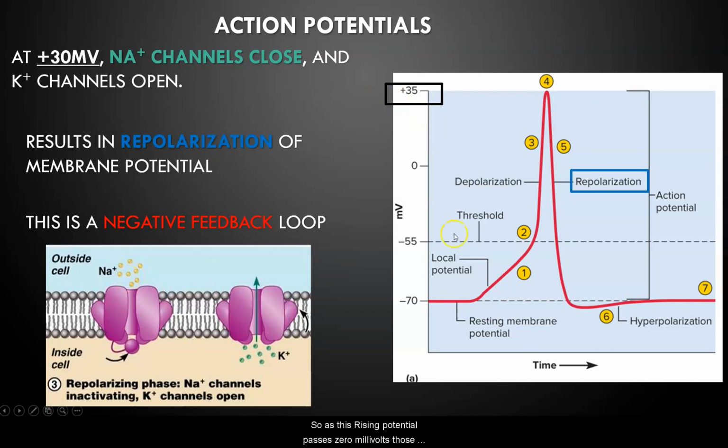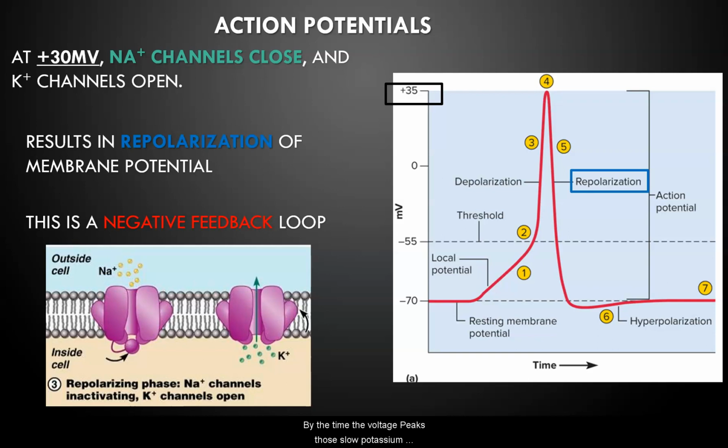So as this rising potential passes 0 millivolts, those sodium channels get inactivated and they begin to close. And by the time they all close and the sodium ions stop flowing in, the voltage peaks at approximately plus 35 millivolts. The membrane is now positive on the inside and negative on the outside. So it's important to know this means the polarity has been reversed.